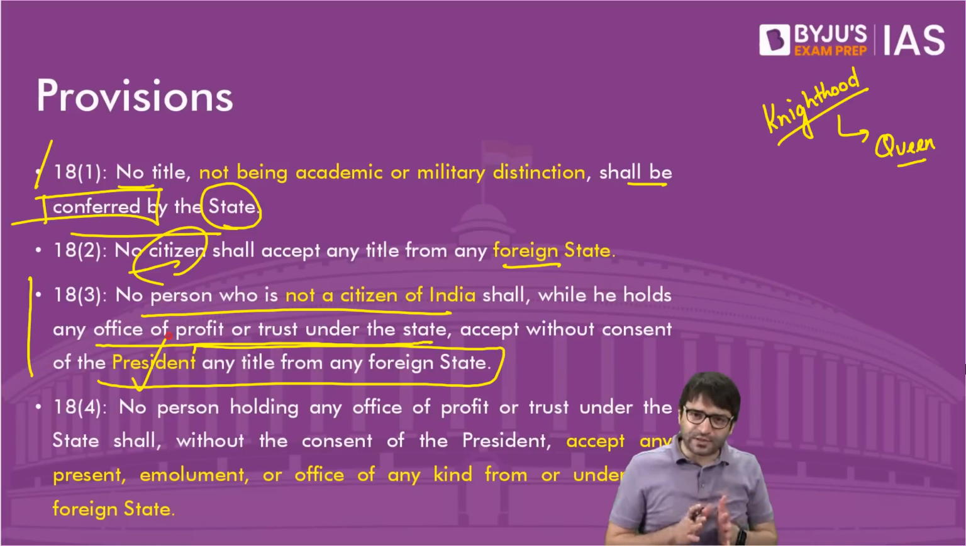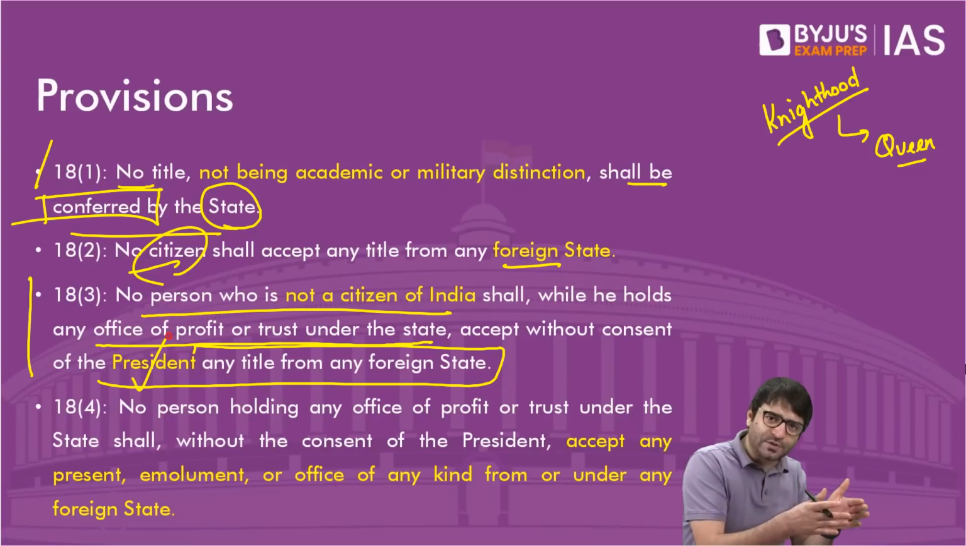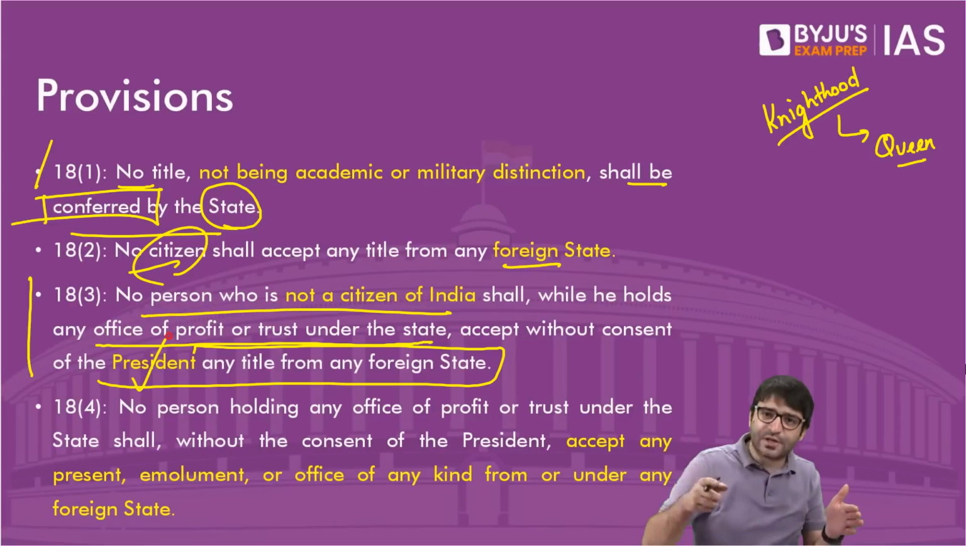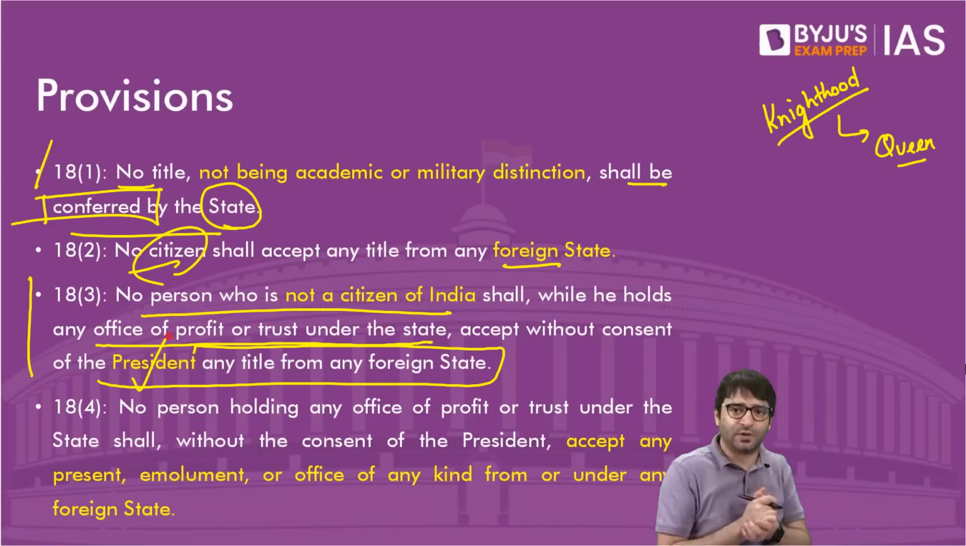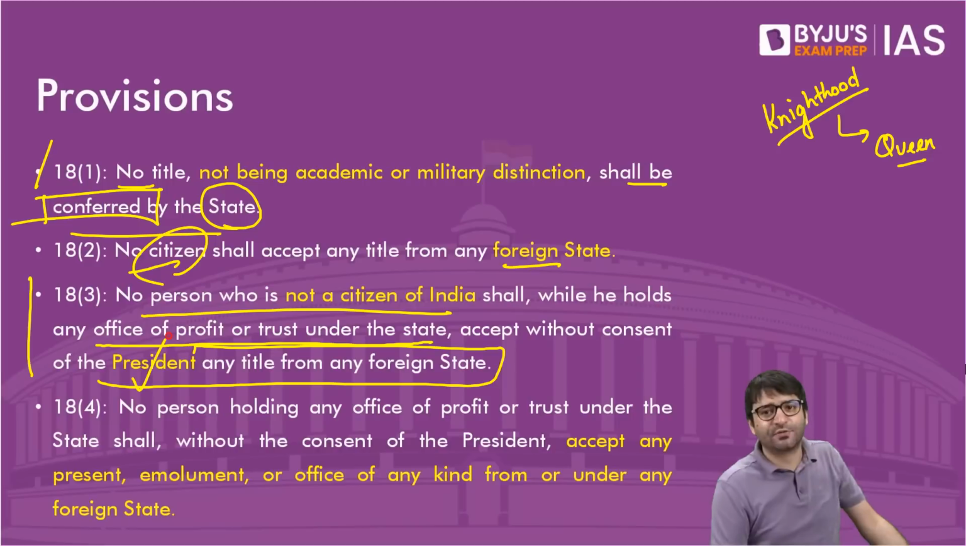So I am a foreigner advising the government on important matters. Now the foreign country is telling me that we will award you, or England is telling me that we will give you knighthood. I have to first seek the consent of the President. Can I accept this title from the foreign country? If the President says yes, I can go and accept this title.